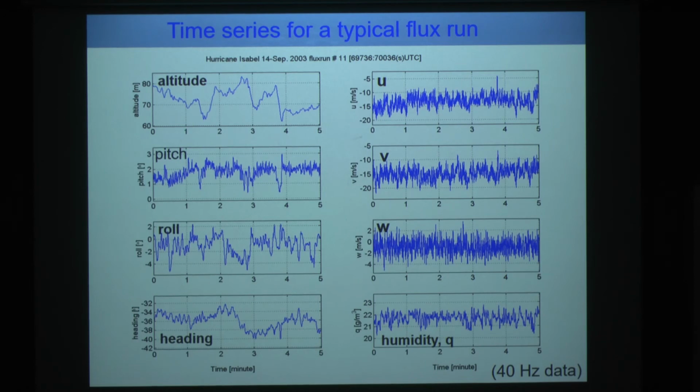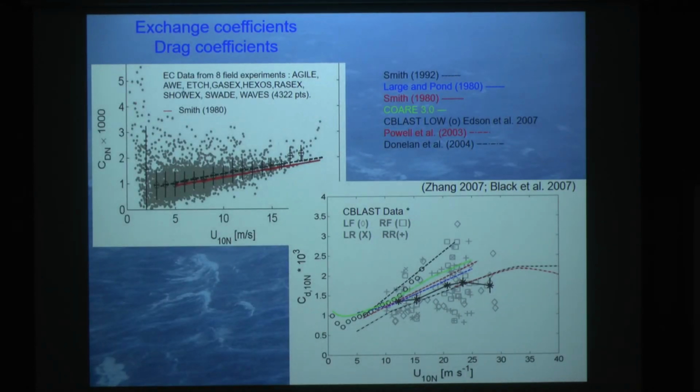So that's this result. These are the data, and each point is a 3 to 5 minute flight leg. This is the drag coefficient from early experiments, based on 8 field experiments in non-hurricane conditions. Some of them you may know, like HEXOS, SHOWEX, SWAY. You see the drag coefficient increases nearly linearly with the 10-meter wind speed. And actually, our data show that the drag coefficient tends to level off at a certain wind speed range. That's the finding from these observations.